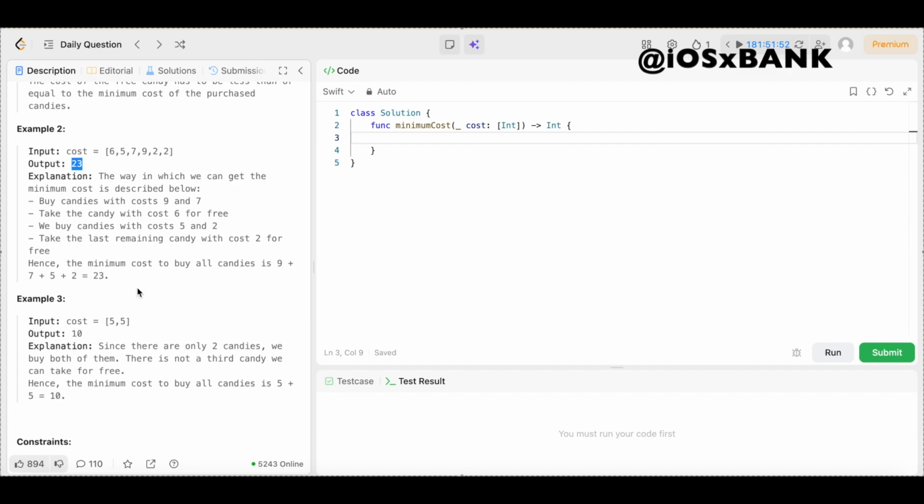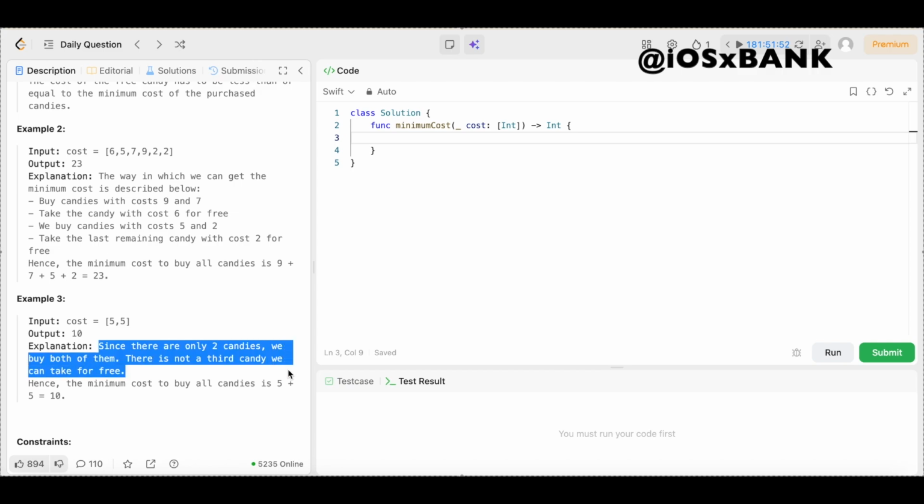Boom. Now, just in case that didn't make sense, let's take a look at example 3. So example 3, the input cost equals an array of integers 5, 5. This time the output is 10. Explanation says, since there are only 2 candies, we can buy both of them. There is not a third candy we can take for free. Hence, the minimum cost to buy all candies is 5 plus 5, which equals 10.